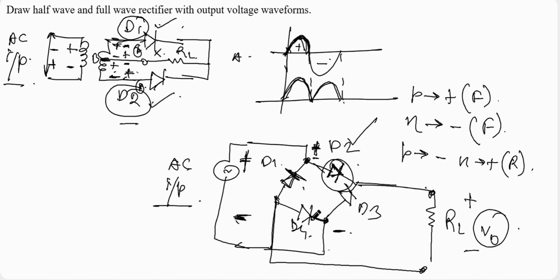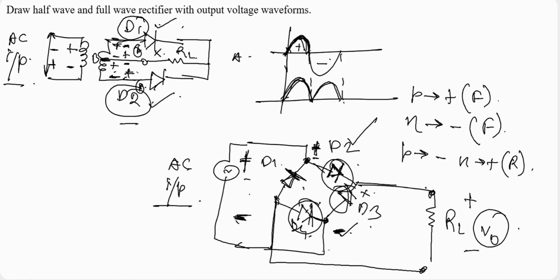Similarly for these two diodes, the N terminal is connected to the negative pole and the P terminal is connected to the negative pole. So this diode will become reverse biased and this diode will become forward biased. So for the positive half cycle, these two diodes will conduct. As a result, for the positive half cycle, we will be getting the output waveform.